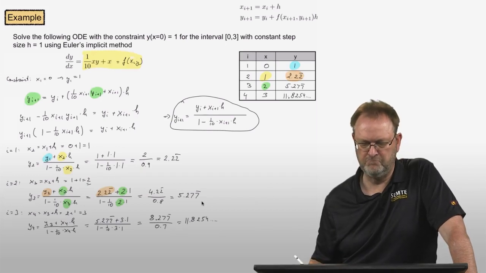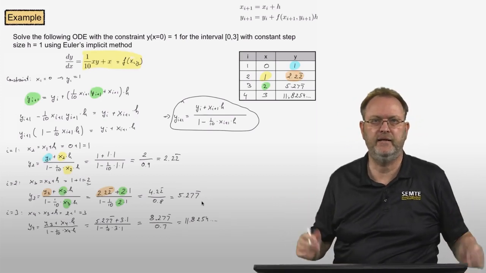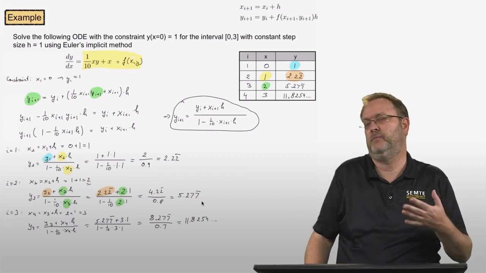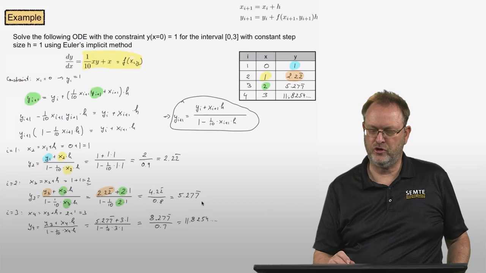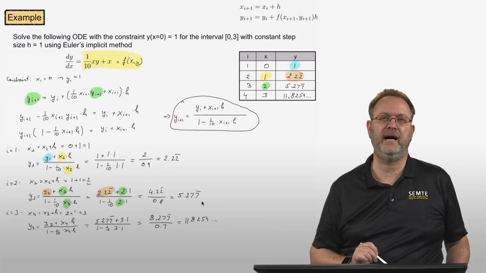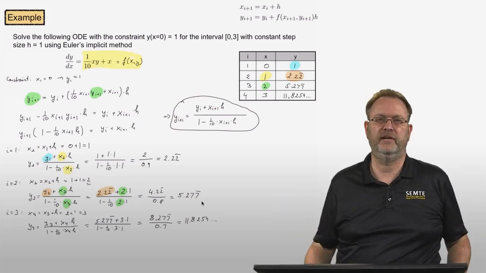And that's how we would solve Euler's implicit method by hand, going through the individual steps. And the key thing to be able to solve this by hand is to be able to solve the general equation here for the new solution variable yi plus 1. And then it just is plugging in the appropriate values.